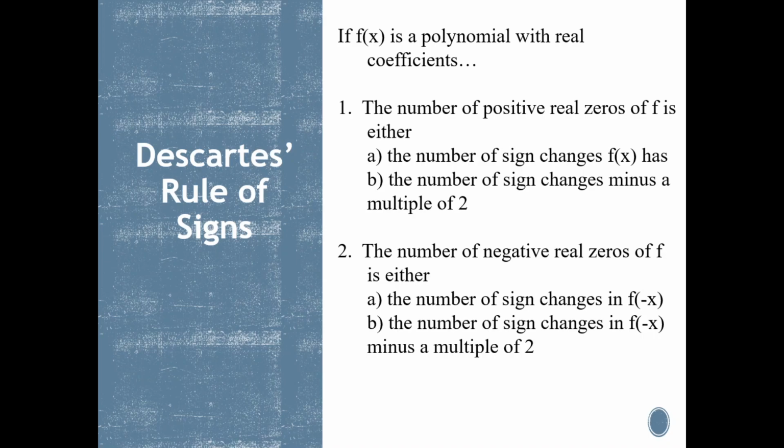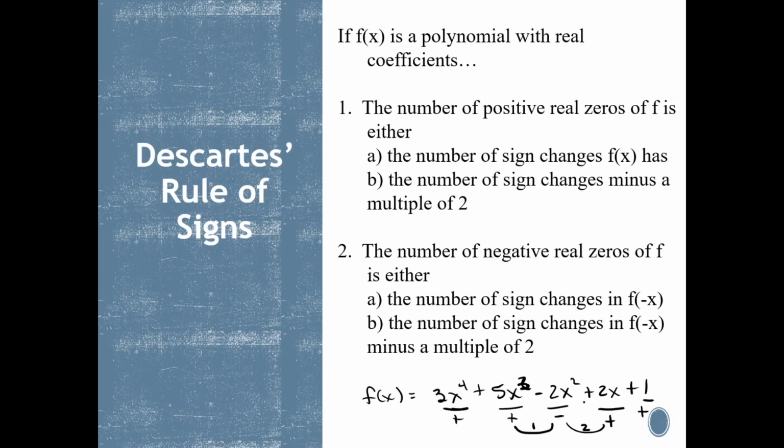Now, what do we mean by sign changes? Okay? Well, basically, when you take a function, let's just look at one. This is positive, positive, negative, positive, positive. So I have one sign change here, and I have another one here. So this one would have 2 sign changes. So it has 2 positive real roots or none.